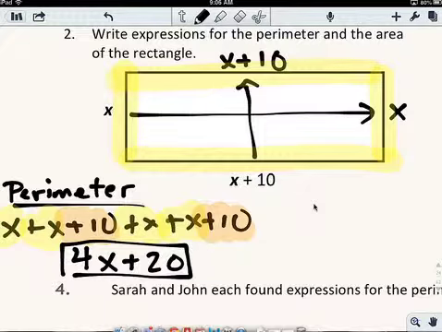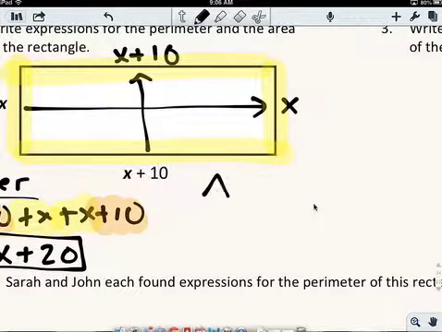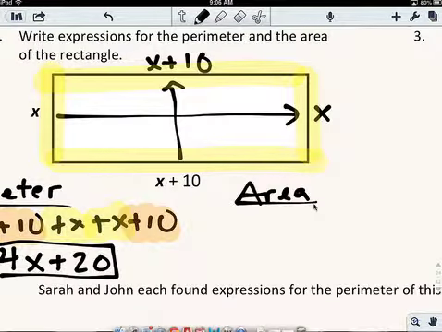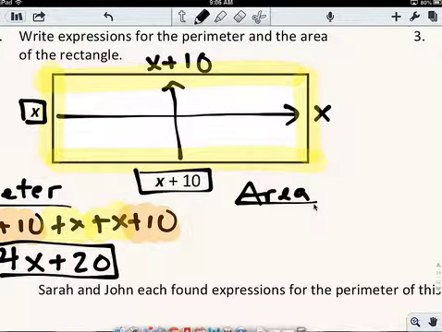Okay, so perimeter, we have to add everything up. Area, which it also asks us to find, you have to multiply. So area is a multiplication problem. It is this side times this side should give me my area. So I'm going to write that x times x plus 10.